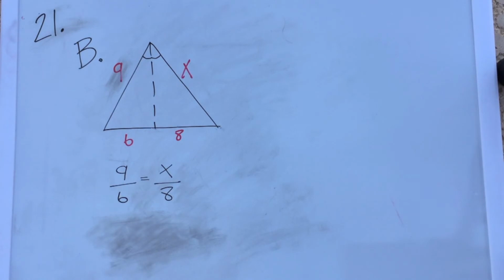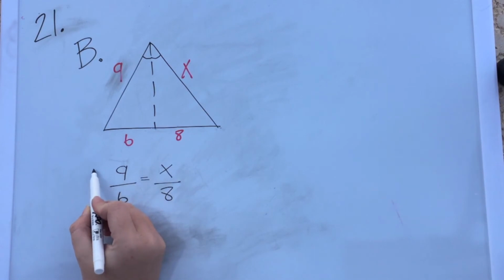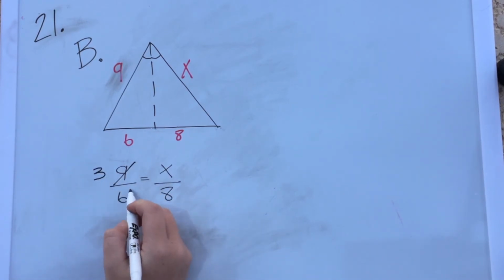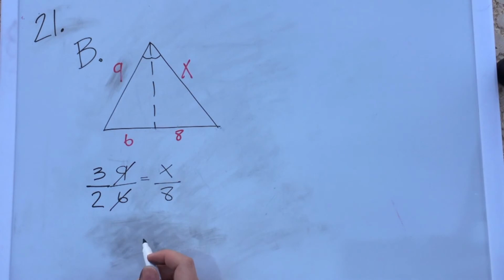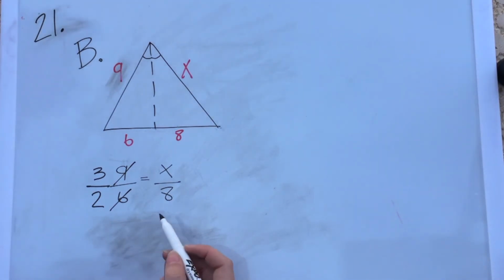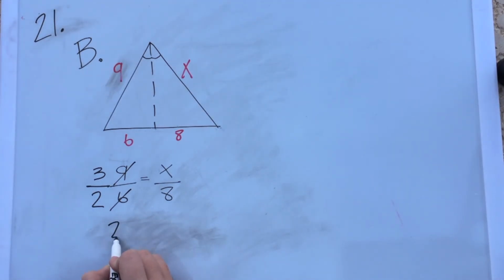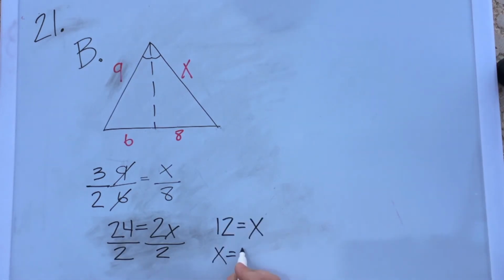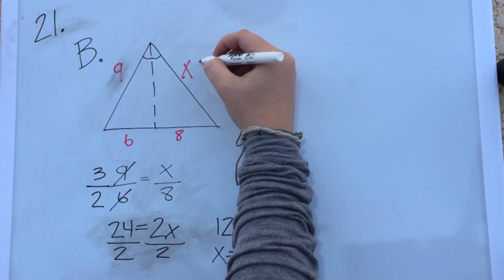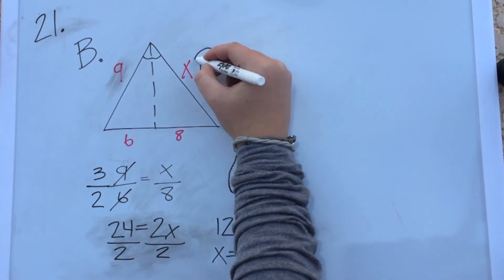To make this problem easier, we're just going to simplify this fraction. So 9 goes into 3 times, and 6 goes into 2 times. That's the simplified version of that. We're just going to cross multiply. 8 times 3 is 24, and that is equal to 2x. And then we're just going to get x on one side, and we're going to divide both sides by 2. The answer to that is x equals 12. The missing side to our triangle is 12.